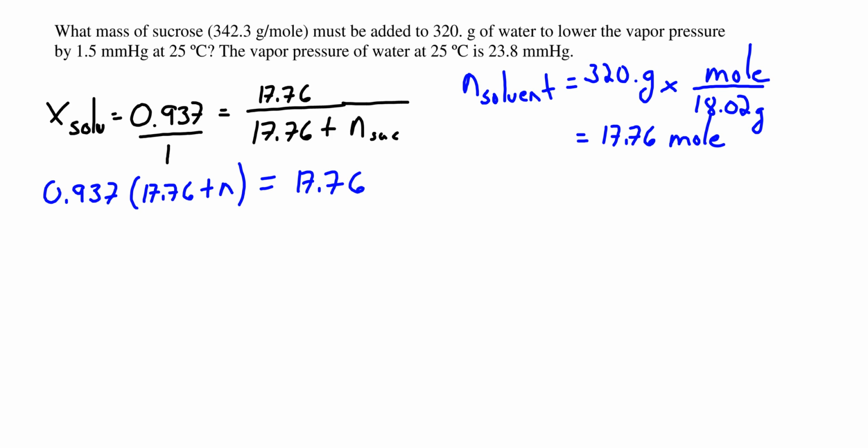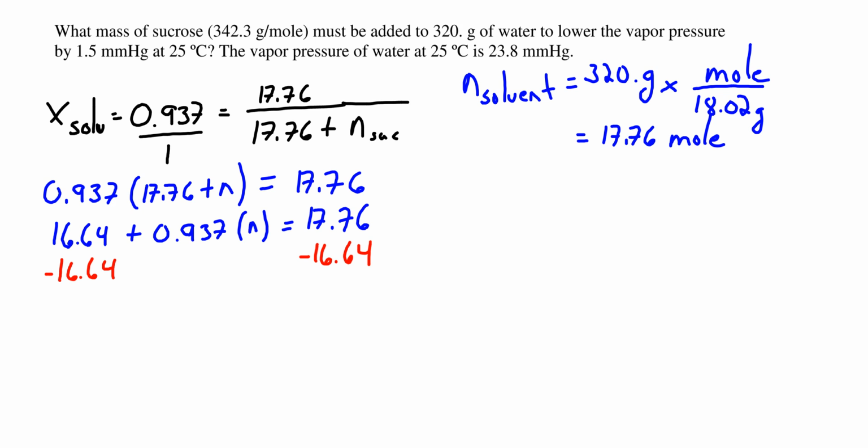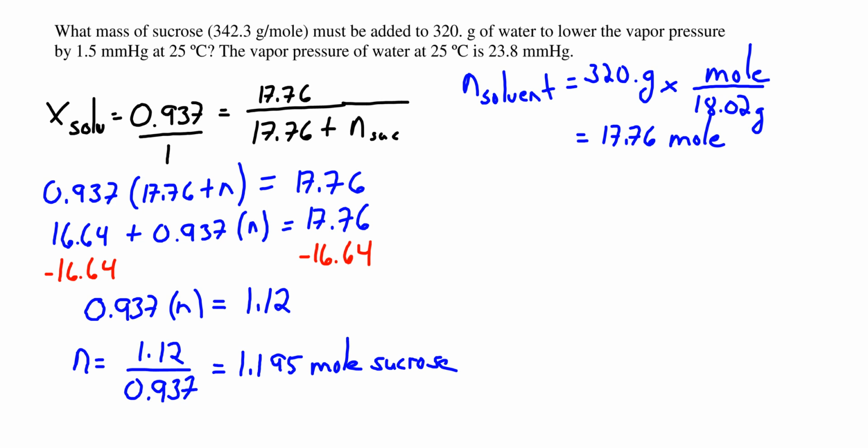Now I'm going to use the distributive property, and on the left-hand side we'll have this times this plus this times this. I'm going to collect like terms by subtracting 16.64 from each side. Now we can solve for N, the moles of sucrose.